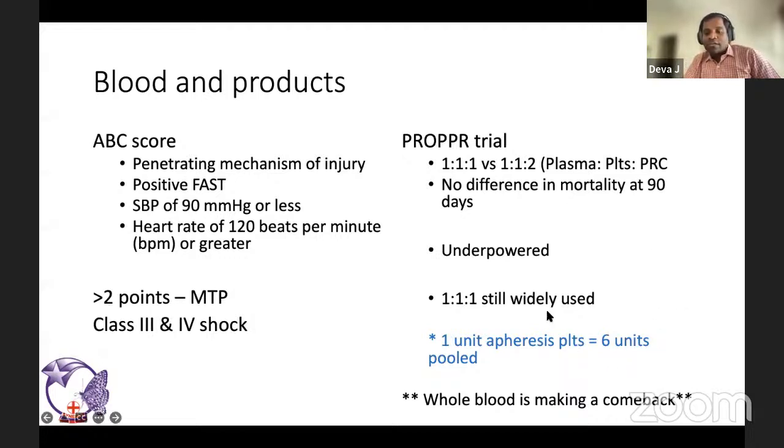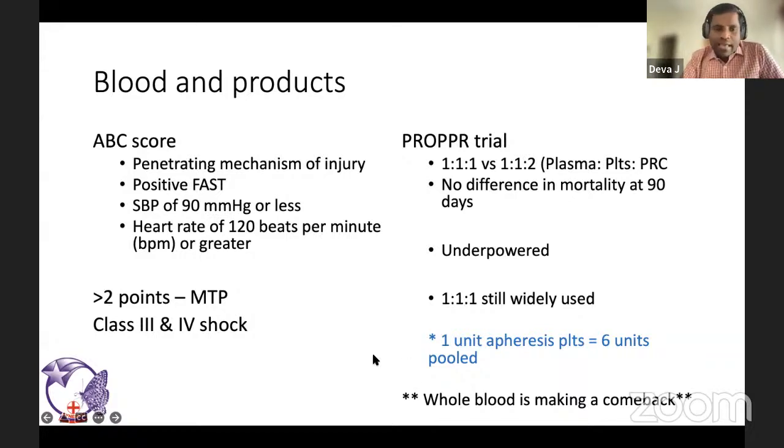If you are using random, you have to remember that 1 unit apheresis is equal to 6 units of pooled platelets. That's something that you must remember. Depending upon where you work, your massive transfusion protocol might differ. Generally, across the board, if you're going to ask for blood and you say that it's a massive transfusion situation, you will be given 6 units of blood, 6 FFP, and 1 apheresis platelets. So that's all good. 1:1:1 is the ratio that we are using, and we are going to give blood early.